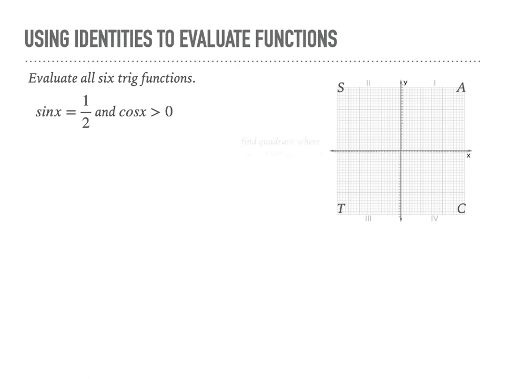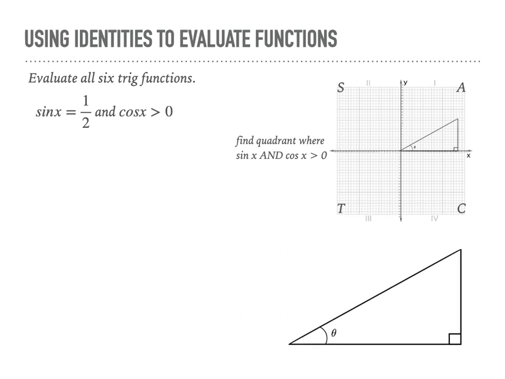So in our case, we have to find the quadrant where sine of x and cosine of x are greater than 0, aka where sine of x and cosine of x are positive, and that's in the first quadrant. So let's enlarge this triangle and figure out all 3 sides. We know sine of x is 1/2, so opposite over hypotenuse, we figured out 2 sides. Now let's see how we can figure out the third side.